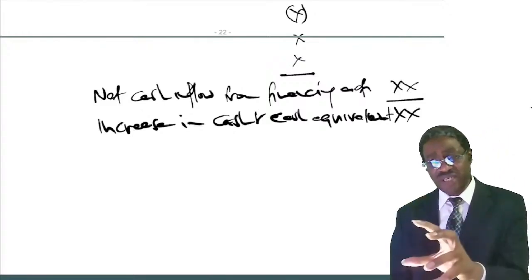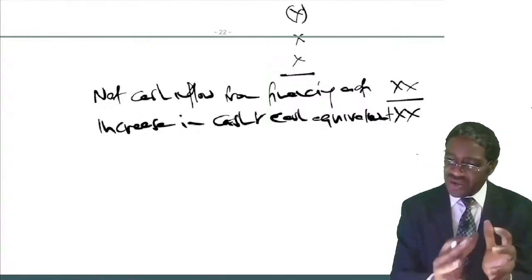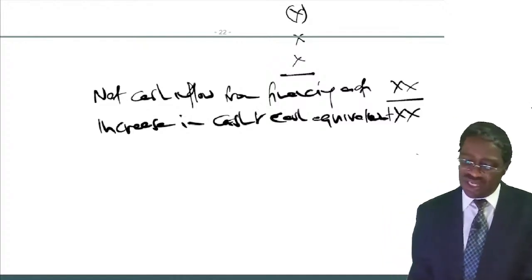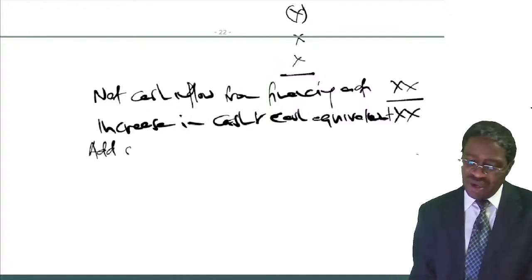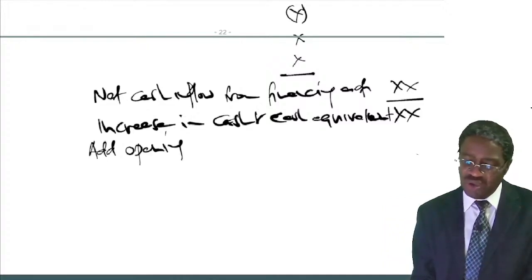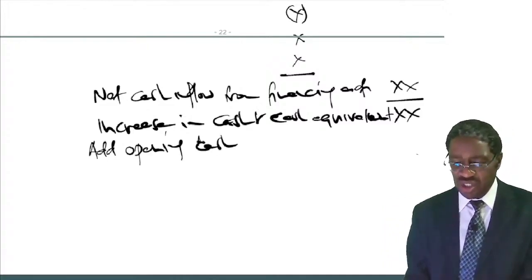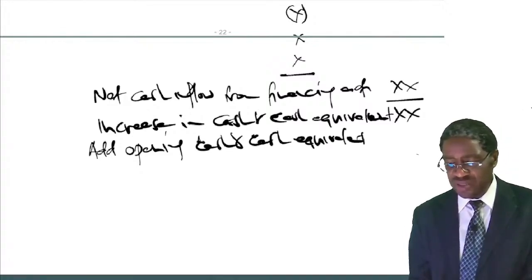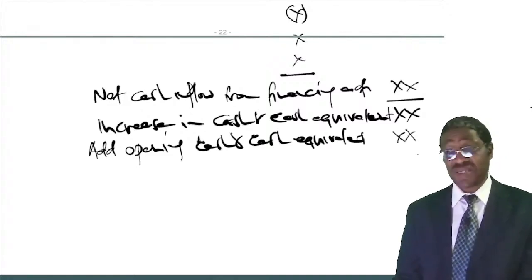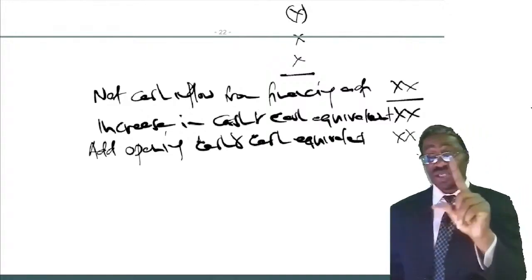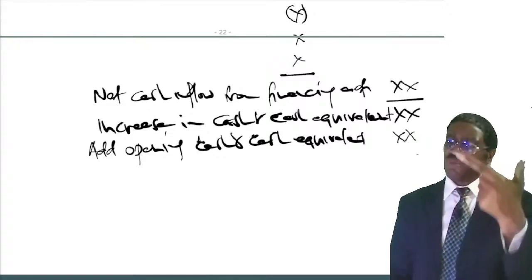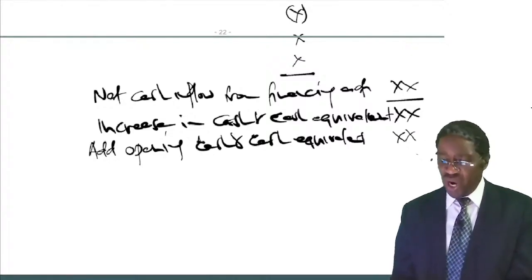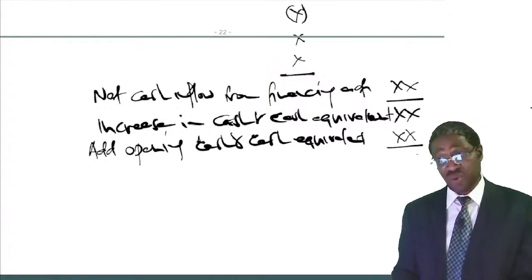If it was a negative, you used to call it decrease in cash and cash equivalent. Then after that, you had to come to the next item where you had to add what you call opening cash and cash equivalent. Whatever was the closing cash balance last year automatically became the opening balance this year. So you add that opening cash and cash equivalent.